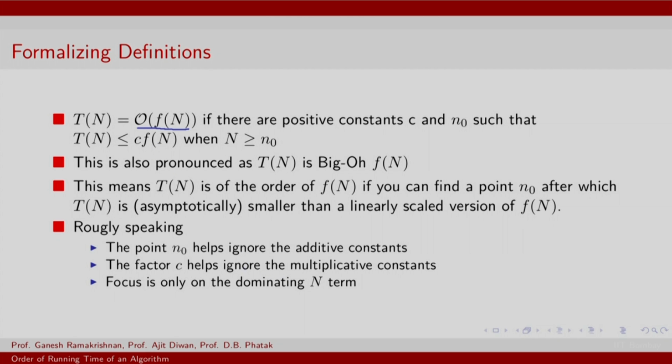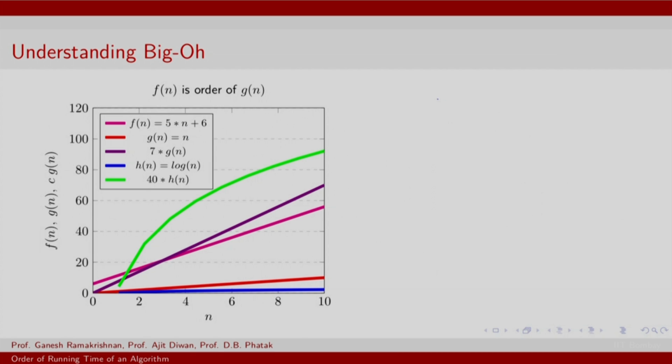We also explained the benefit of the c. C makes it possible to ignore the multiplicative constants that may be associated with f(n). On the other hand, n naught helps ignore additive constants that may be a part of T(n). So the idea is to focus only on the dominating term, which is n. So let us understand this growth with an example.